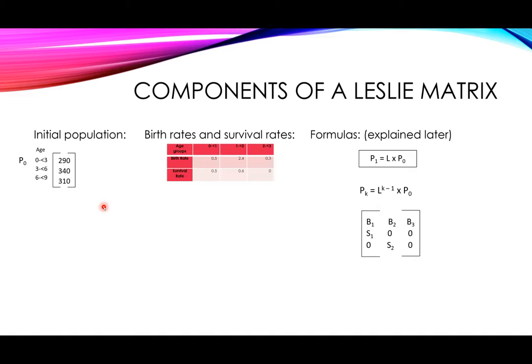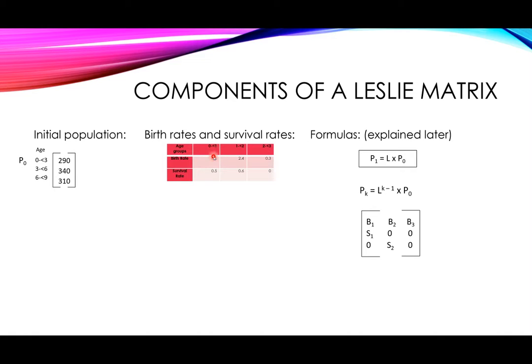What are the components of a Leslie matrix? Well, we've got a few here with us. We've got our initial population here. Our P0 stands for initial population, because it is the population after 0 years. We've got our age groups here, just as an example, and then we've got our population for each of those age groups, which are allocated there. Then we've got our birth rates and survival rates.